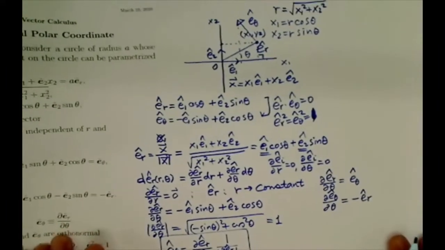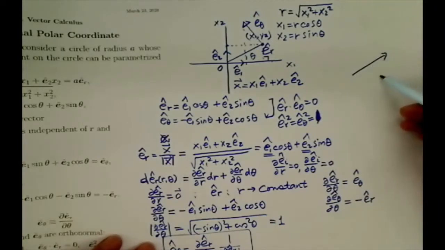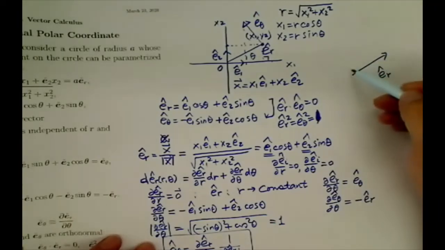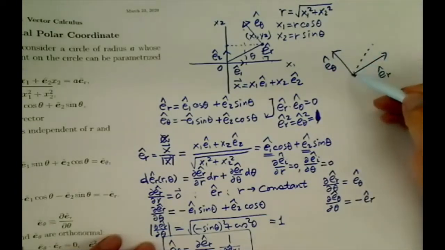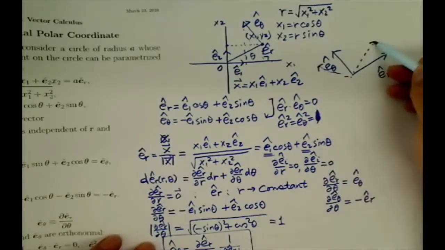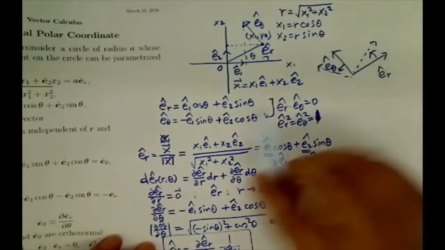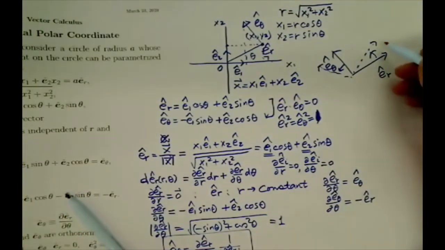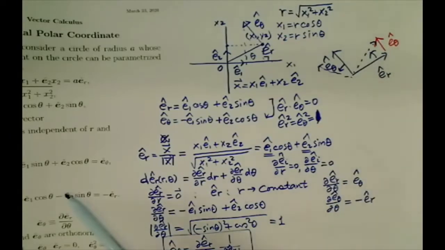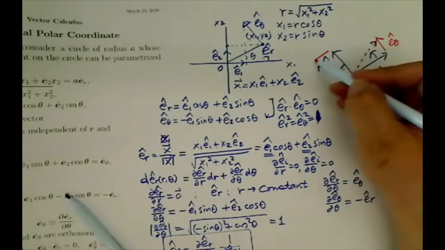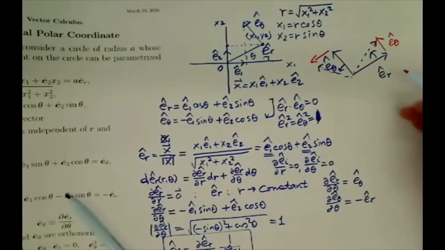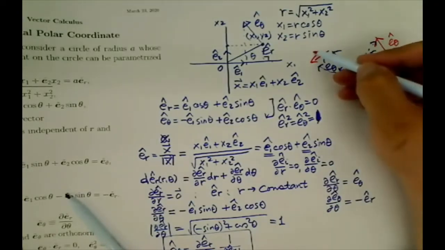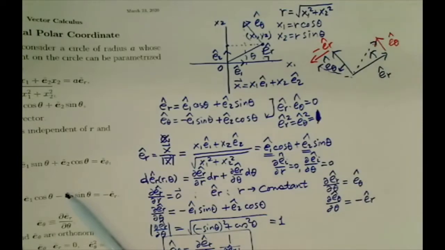The reason is, here we have er hat and e theta hat. If I rotate this in this way, the change in er is along this direction, so along the direction of e theta. The change in e theta is along the direction, this is a symmetry. However, the direction is opposite to er. This direction is opposite to er. Okay?